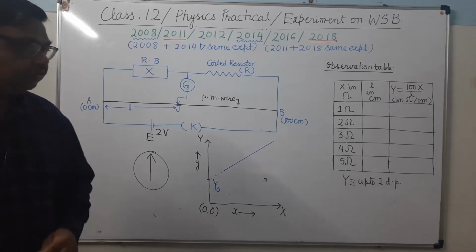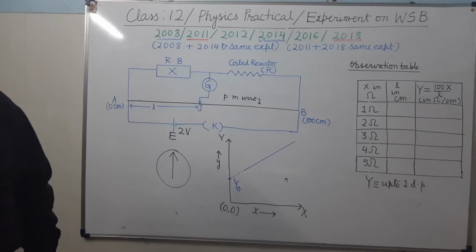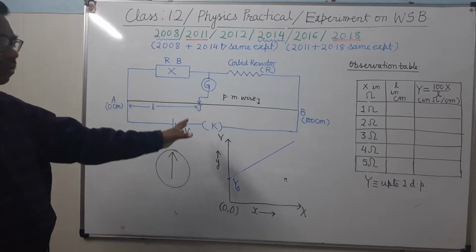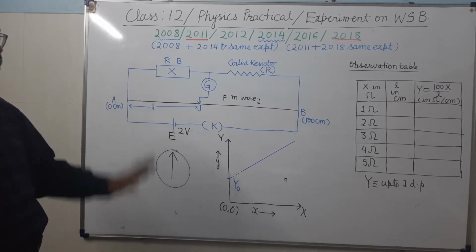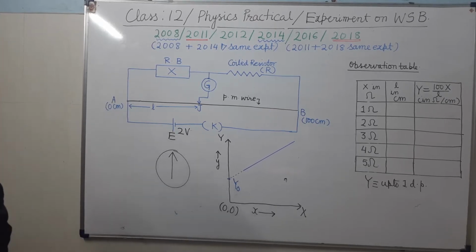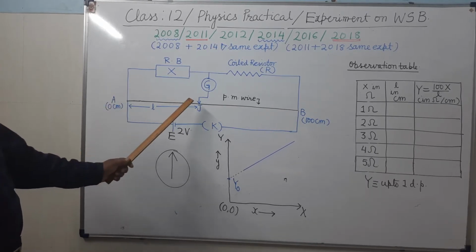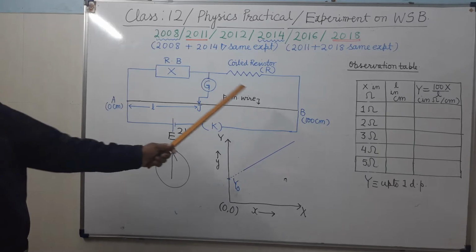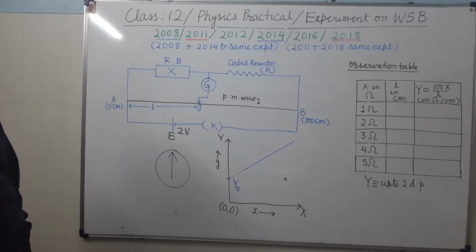So, this way you will connect the wire. Now, I am going to set up the circuit in this way, and then I will explain how you will take the reading. So see here, how will you take the reading after ensuring that on touching the jockey at A and then at B, the galvanometer is showing deflection in opposite directions.